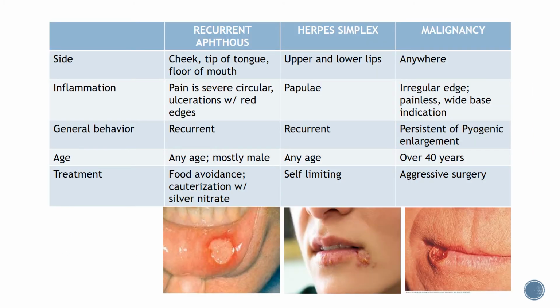So this table shows the different classifications of the recurrent aphthous ulcers, herpes simplex, and malignancy.